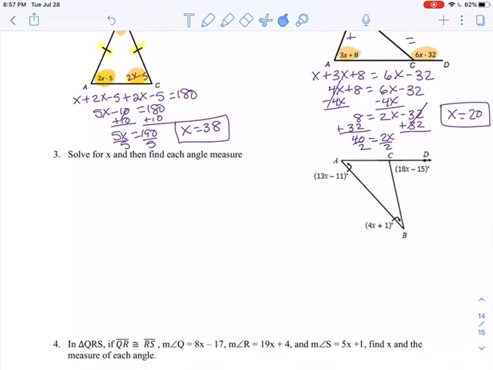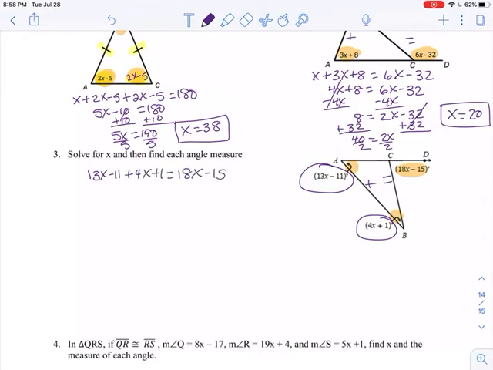Number 3. Again, look at the picture. It's upside down, but you should recognize this. This is an exterior angle, and the exterior angle equals the sum of the two interior angles added together. So I'm going to take 13x minus 11 plus 4x plus 1 and set it equal to 18x minus 15. So 13x minus 11 plus 4x plus 1 equals 18x minus 15.